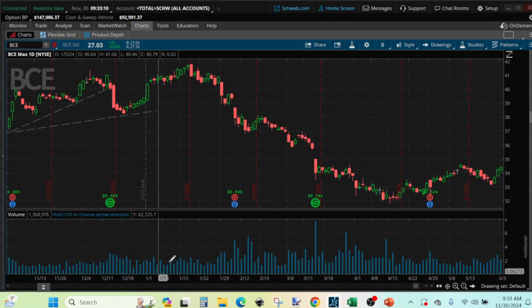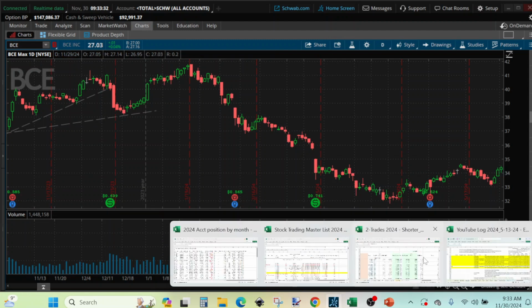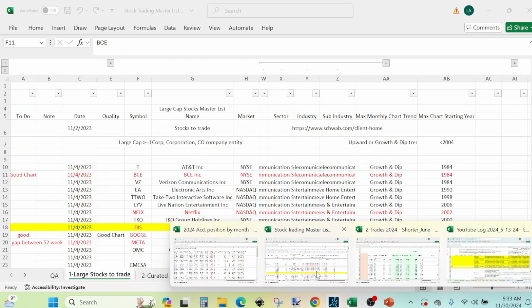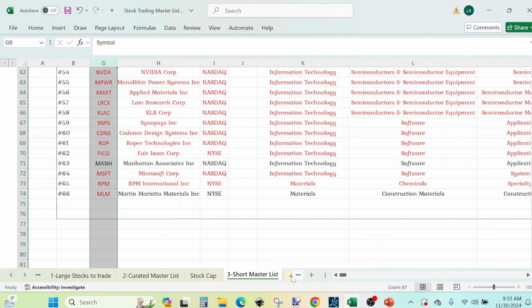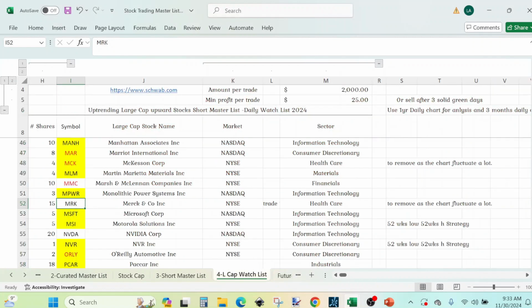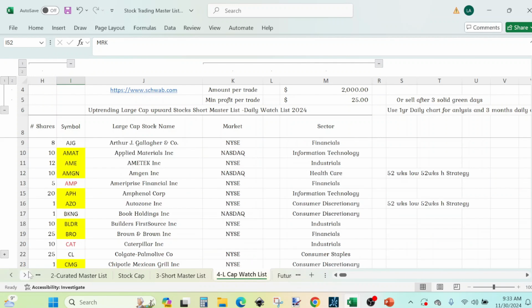And again, this stock is not a good one to swing trade. When I was recording the video, I was on another stock that was not BCE. But again, BCE, you saw the maximum monthly chart of it. It is not a good one to add to your swing trading list. It's not on our short list, the short list that we trade, but it's on the long list.